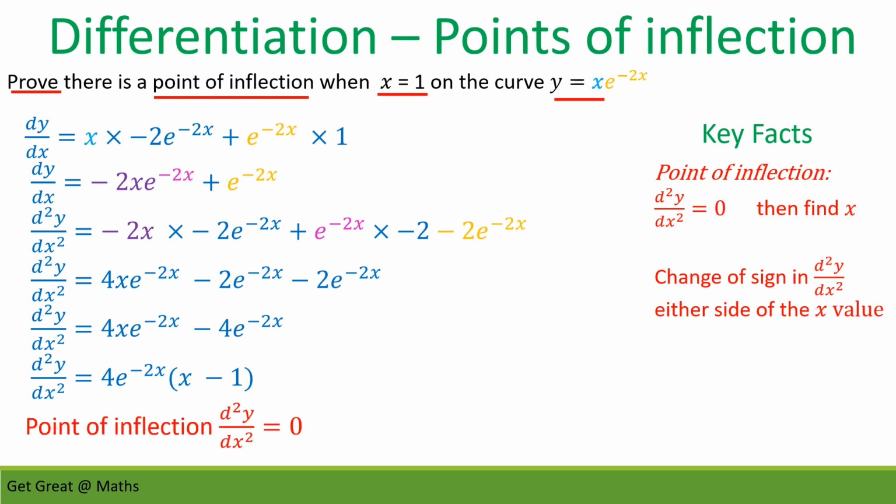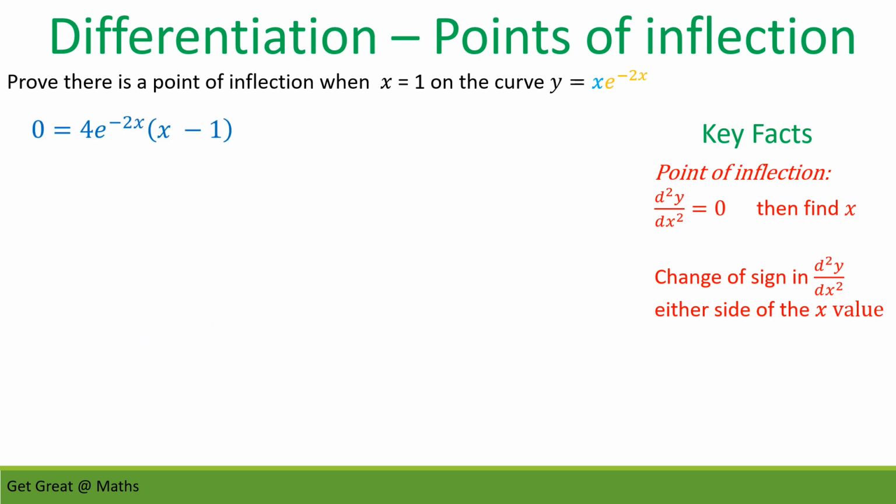From here I get a point of inflection when d2y by dx squared equals 0. Make sure you state the key fact. Putting 0 equal to my function, I get 0 equals 4 e to the minus 2x bracket x minus 1. Taking each part equal to 0, I get 4 e to the minus 2x equals 0, or x minus 1 equals 0.